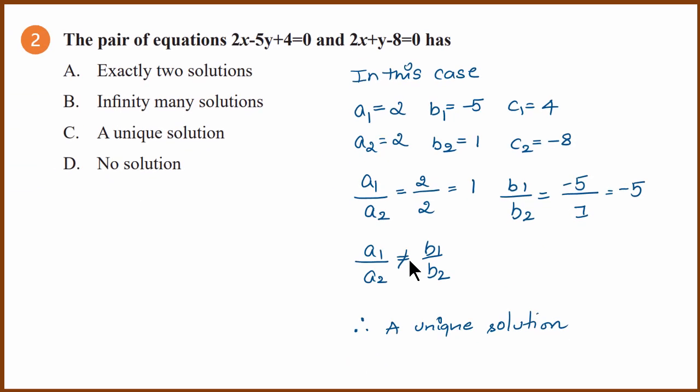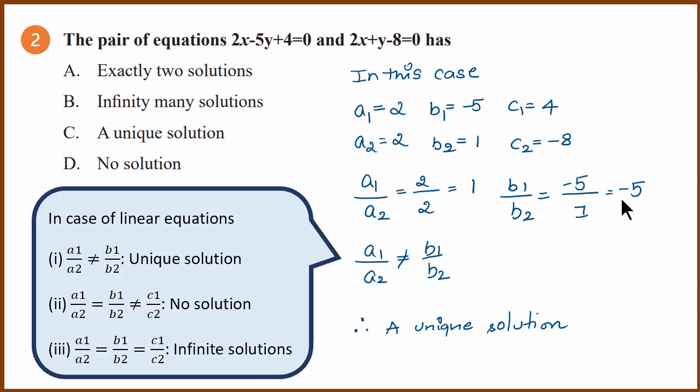They are not equal. ಯಾಕೆ? 1 is not equal to minus 5. Not equal ಅಂದರೆ ಏನರ್ಥ? If they are not equal, there is a unique solution. ಯಾಕೆ? If they are not equal, that means they are intersecting lines. ಅದು intersect ಆಗುತ್ತೆ ಲೈನ್. Intersecting lines ಅಲ್ಲಿ unique solution ಇರುತ್ತೆ. ಅದರಿಂದ answer is a unique solution. Option C.